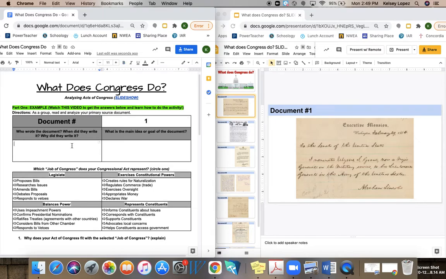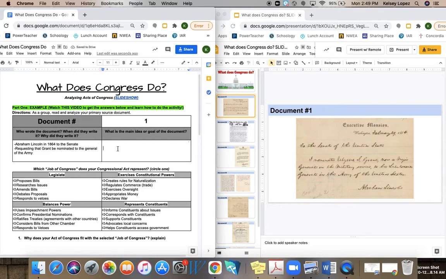So what I would put here is who wrote the document. Abraham Lincoln in 1864, right? To the Senate. Why did he write it? It looks like he was requesting that Grant be nominated to the General of the Army. This was during the Civil War.